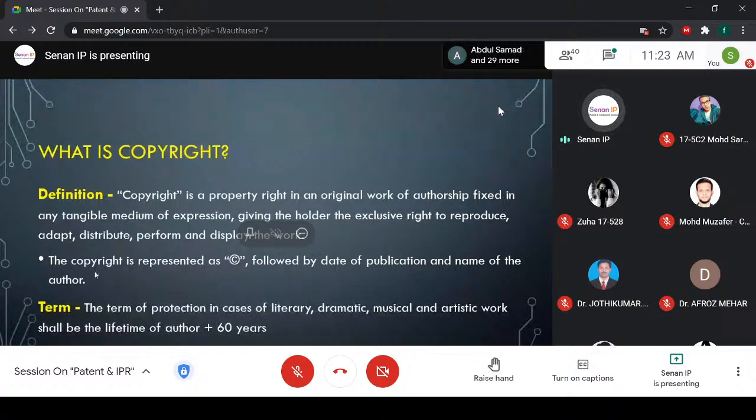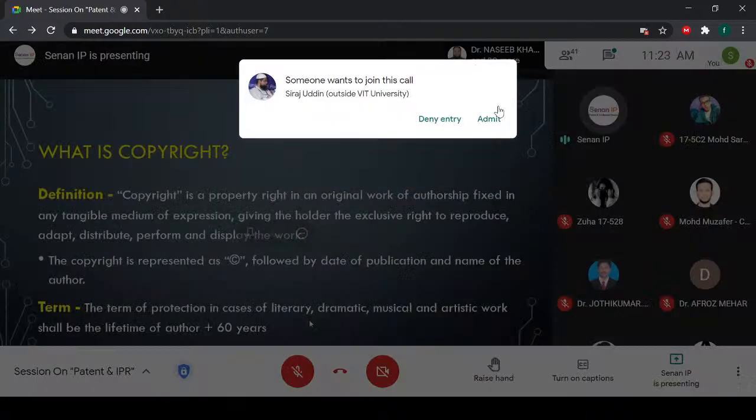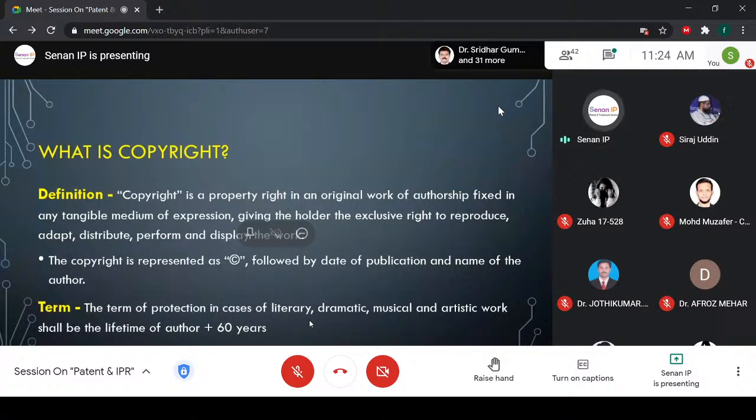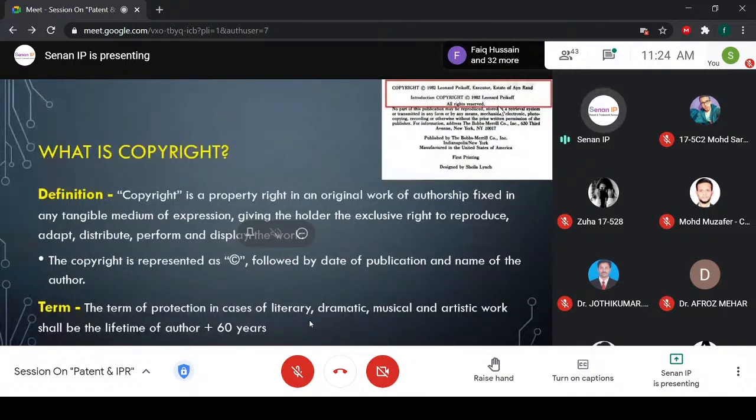If you have a copyright, it is represented by this symbol, ©. You have already seen this symbol at multiple places. So this symbol represents copyright. The term of protection in the case of literary, dramatic, music, and artistic work shall be the lifetime of the author plus 60 years from his death. You can see an example, copyright © 1982. This is an example of copyright. Like a disclaimer: we can also file a copyright application for a disclaimer or any literary work. These are a few examples.